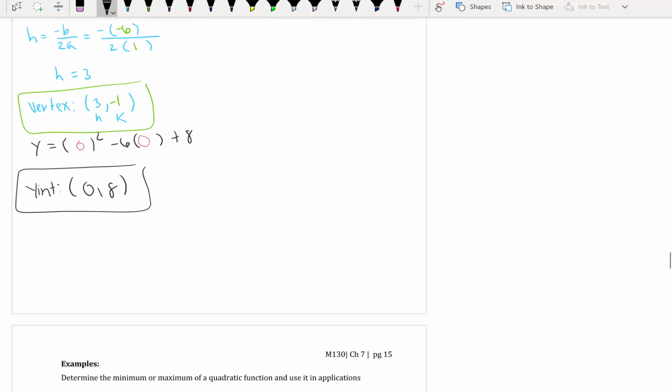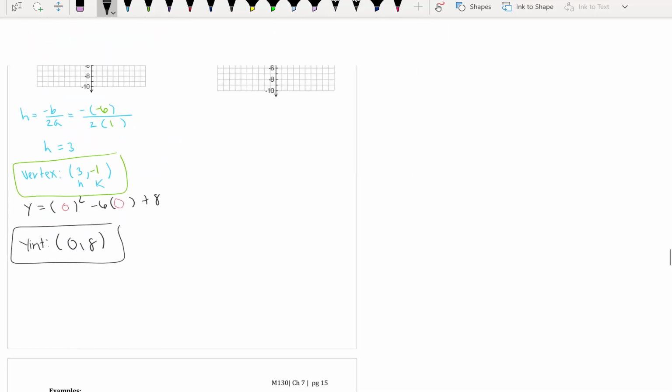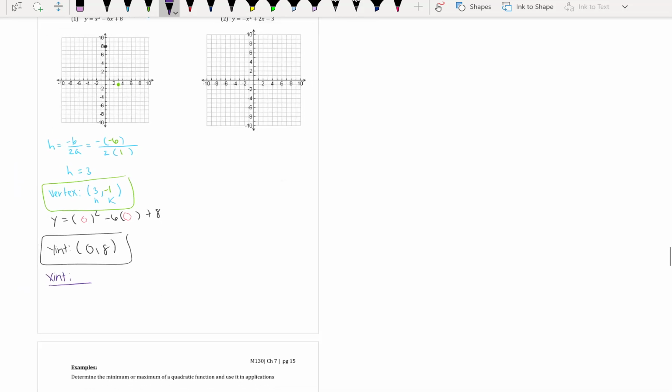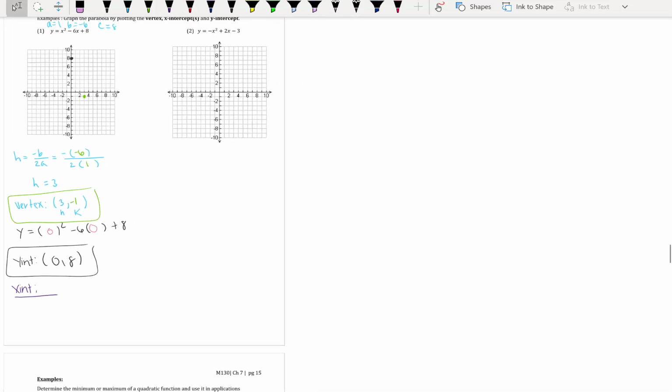Now the next thing I need to find is my x-intercept. And that's going to come from letting my y value be equal to 0. So 0 is equal to x squared minus 6x plus 8.